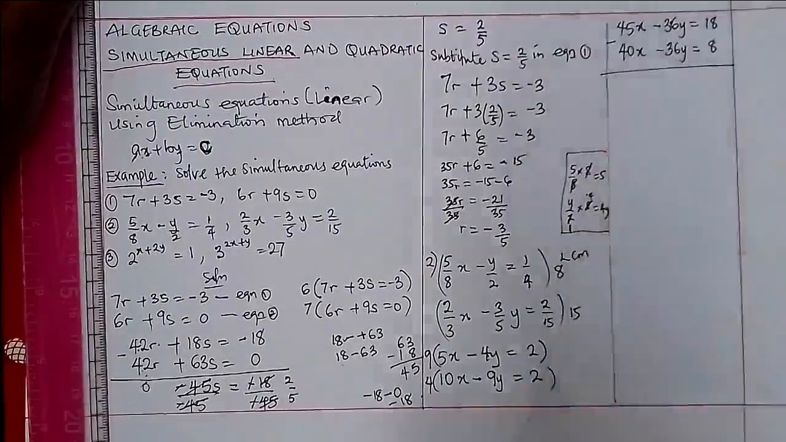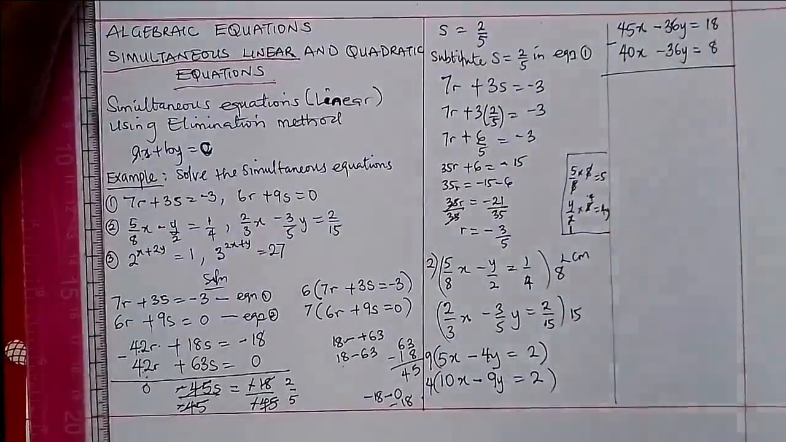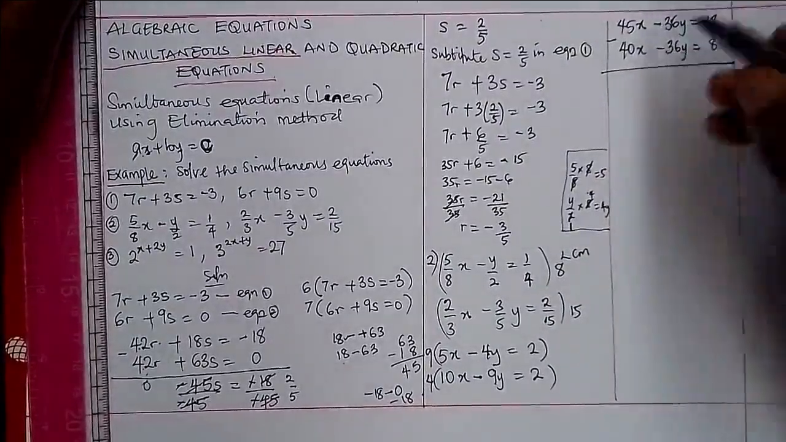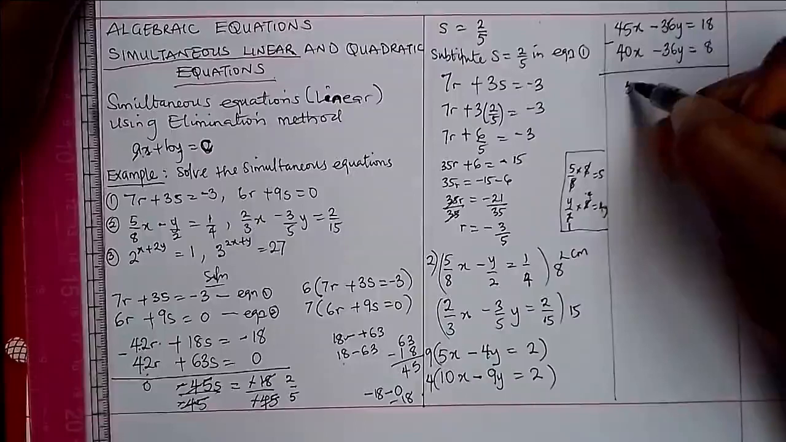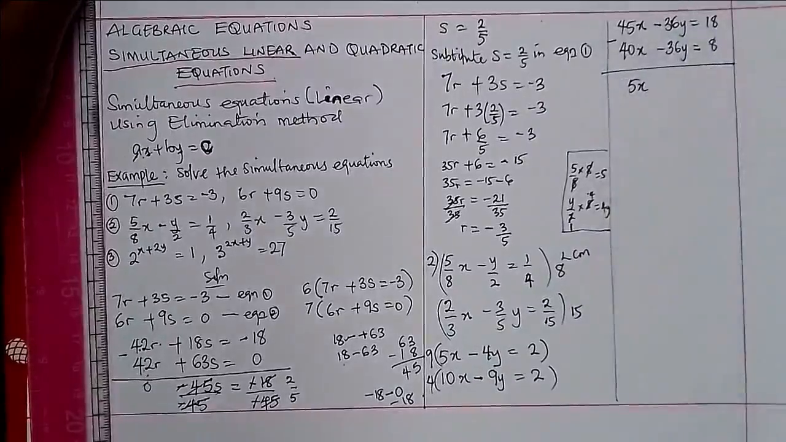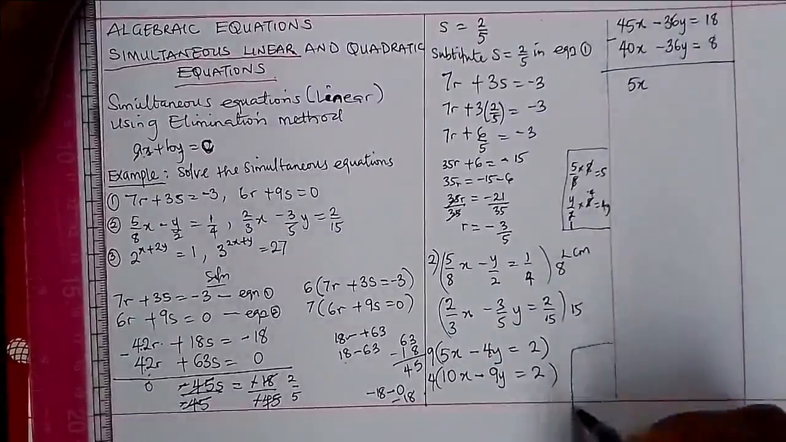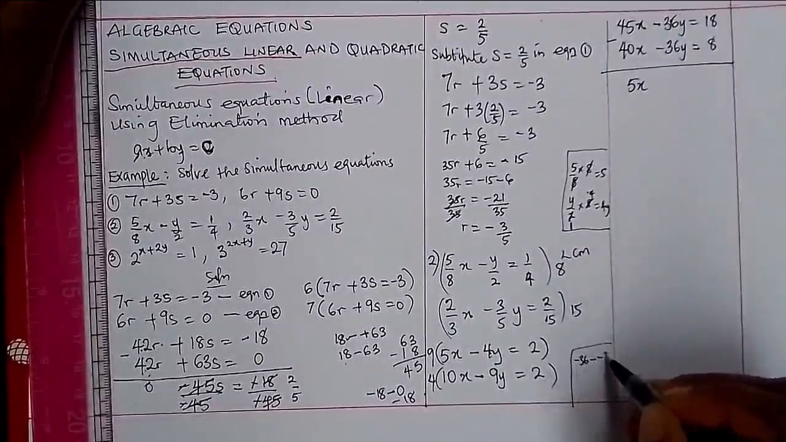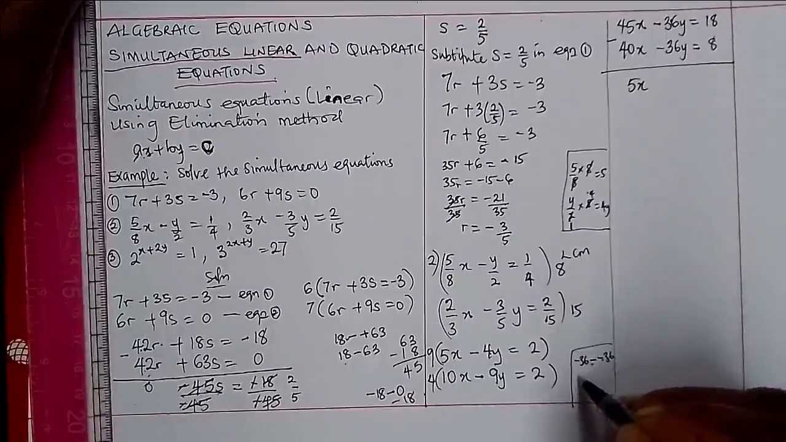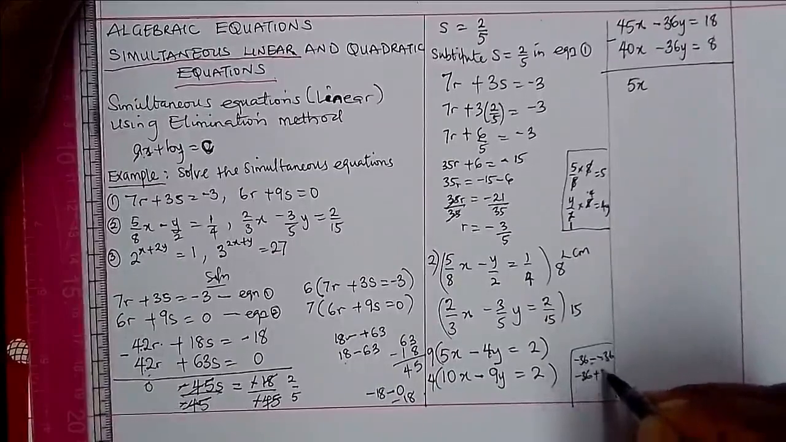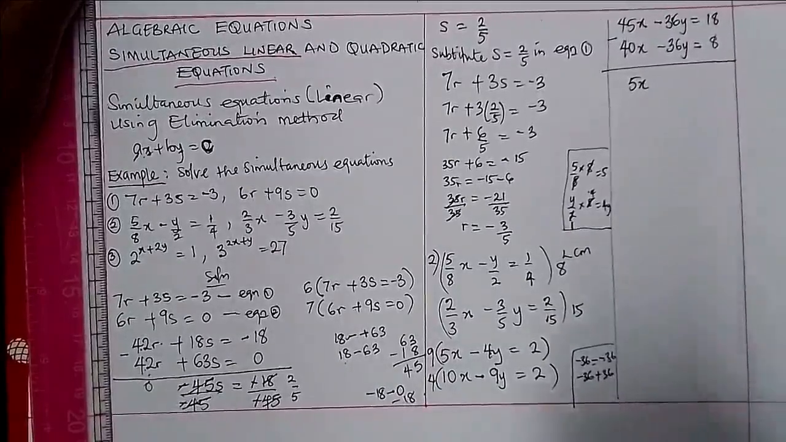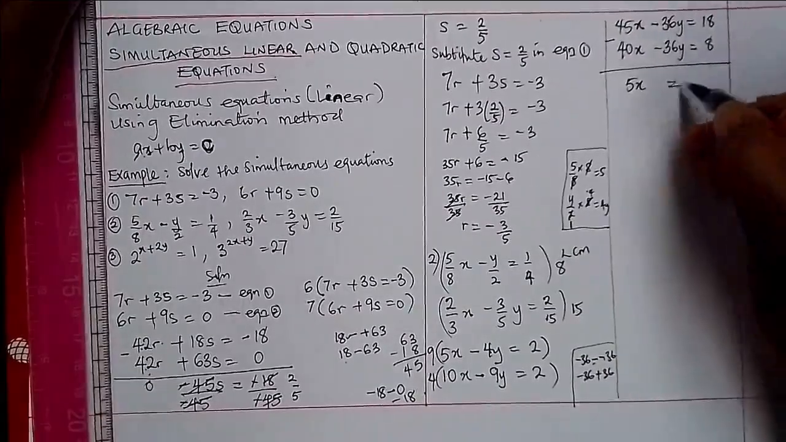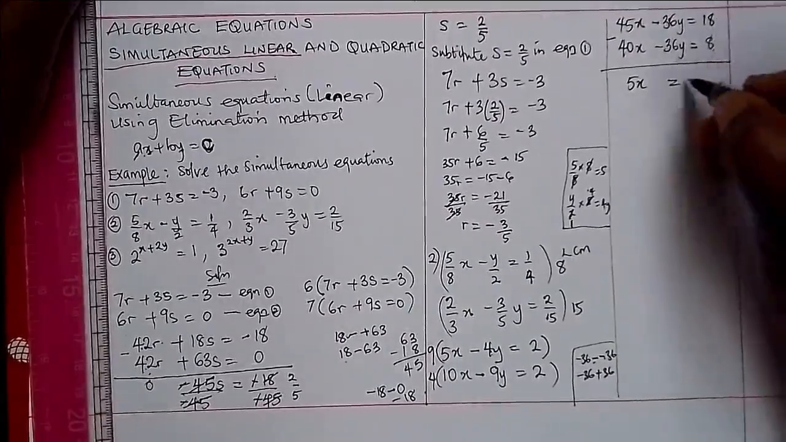Now let's eliminate our y. 45x minus 40x gives us 5x. Minus 36 minus minus 36, minus gives us plus. So we have minus 36 plus 36, that's 0. You can see that y has become 0. So we have 5x is equal to 18 minus 8, which gives us 10.